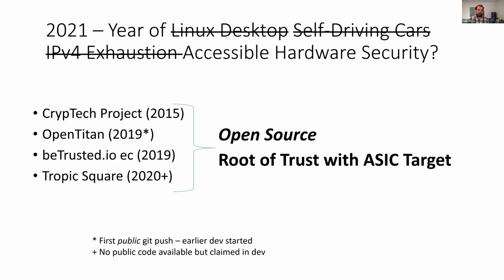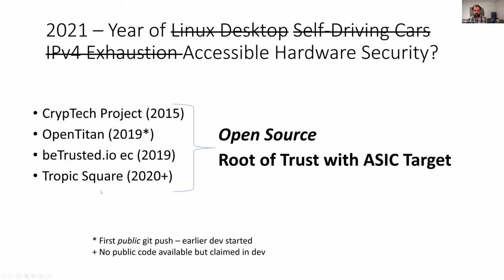OpenTitan, which is run by lowRISC and has a number of funding agencies, including Google, is probably the largest. It's pretty easy to argue that if you look at the code base, they're trying to target an ASIC and are kind of on the way there. But that's not the only one making pretty big strides. BeTrusted.io, Bunnie's project, is doing this open source project as part of a larger open source, trustable hardware push. So there's a root of trust there.